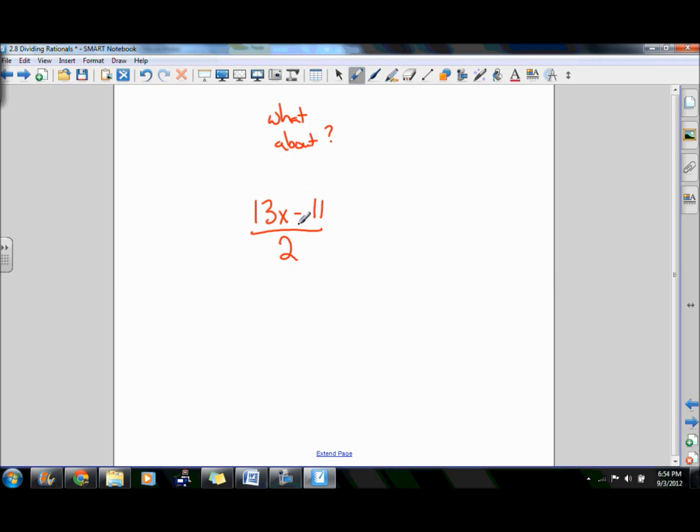If you have a problem like this, where if we do, for example, 11 divided by 2 is a fraction, and 13 divided by 2 is a fraction, we leave it. So we don't do anything.